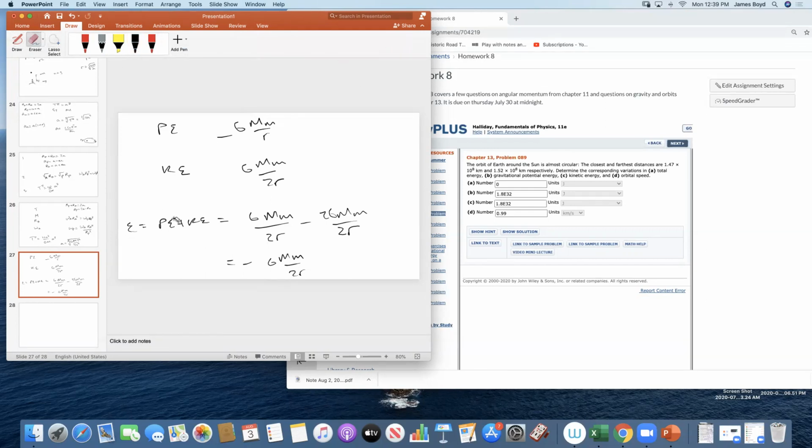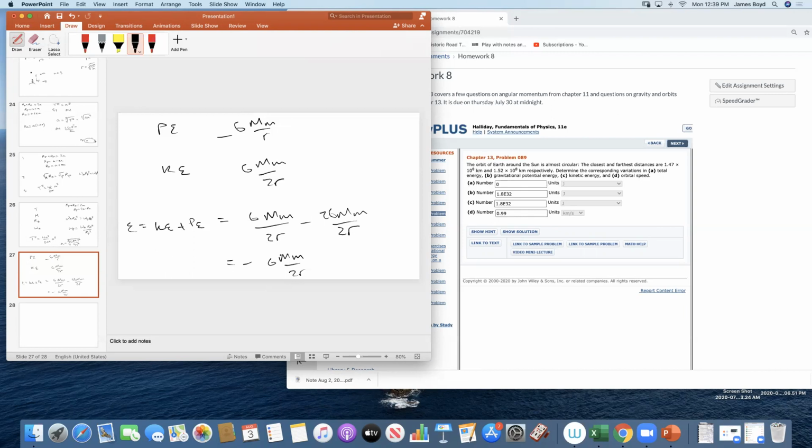Okay, so it's the negative of the kinetic energy. This is kinetic energy plus potential energy. It's the negative of the kinetic energy that is the total energy. If you want to know what the total variation in energy between aphelion and perihelion is, well, it's 0. Energy is conserved, right?